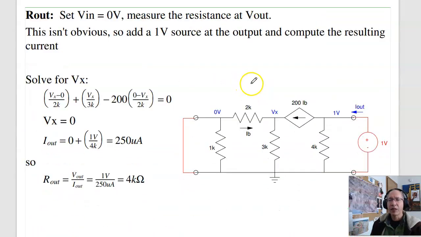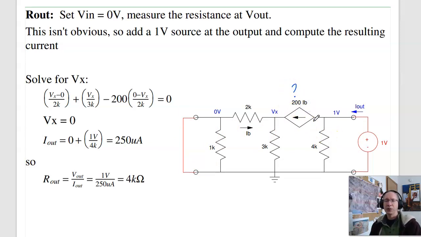To find Rout, do the same thing. I short the input, find this resistance, and again, I don't really know what to do. That current source really confuses me. So if you don't know what to do, apply a 1 volt test. In this case, if this is 1 volt, Vx, I'm going to assume that's 0 volts, see if that works. If that's 0 volts, I have 0 plus 200 times 0 is 0. That works. So Vx is 0, this is 0, and all I see is 4 kiloohms. Where the current is 1 volt over 4K, 250 microamps. The resistance then is 1 volt over the current, 4 kiloohms.